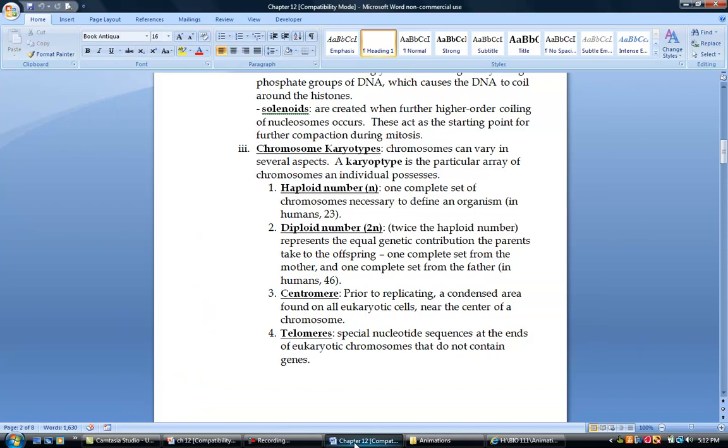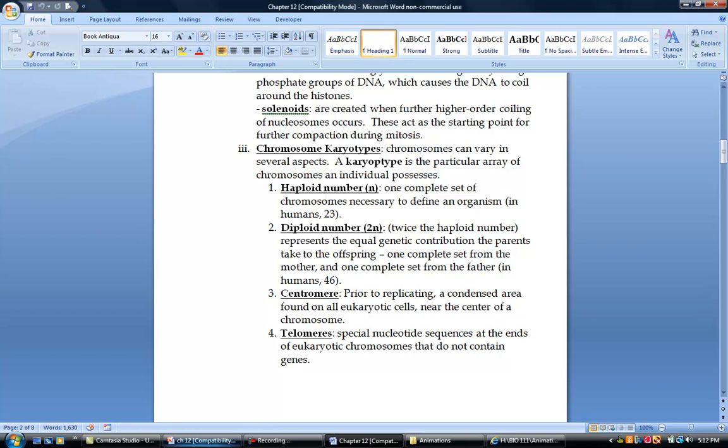Now, chromosomes are going to have different numbers associated with them. You've got a haploid number and you have a diploid number. A haploid number is how many sets of chromosomes you have, which in us would be 23. And the diploid number is the total amount of chromosomes that you have, which in us would be 46. You got 23 from your mother and 23 from your father. So 46 for us is our diploid number, and 23 is our haploid number.